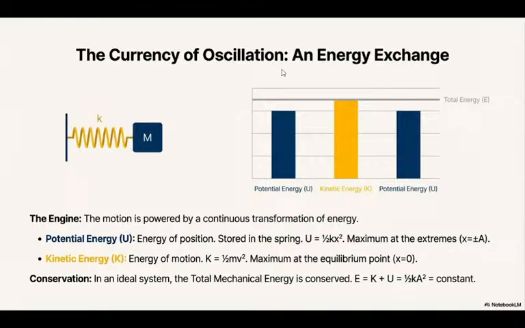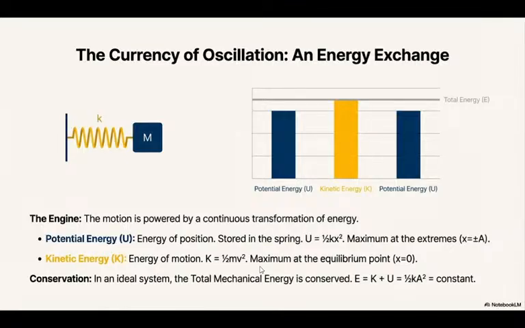The currency of oscillation is energy exchange. The engine: the motion is powered by continuous transformation of energy. Potential energy, energy of position, is stored in the spring, equal to ½kx², maximum at the extremes, x = ±A. Kinetic energy, energy of motion, equal to ½mv², is maximum at the equilibrium, x = 0.